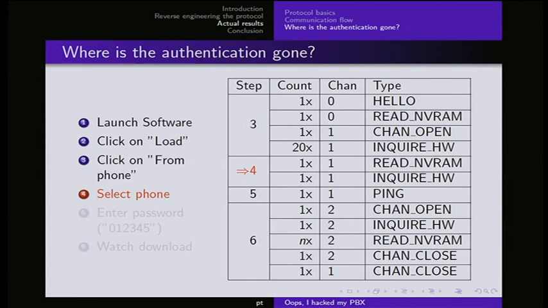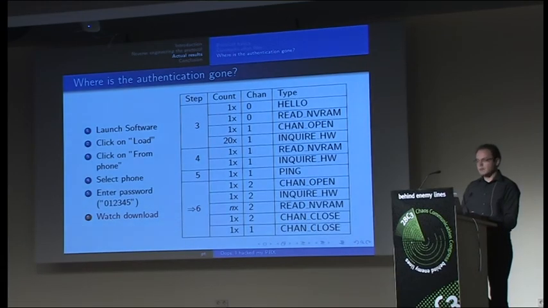Then, after you click on the phone, you're prompted for a password. In that case, I set it to 012345 in order to have something to compare with and something to find easily. Normally the passwords are a little more complex. And finally you watch the download, and there is a channel open command. It opens a channel to the phone and inquires its hardware. It reads its NVRAM and closes the channels, and you're done. So basically still, where the hell is the authentication gone?